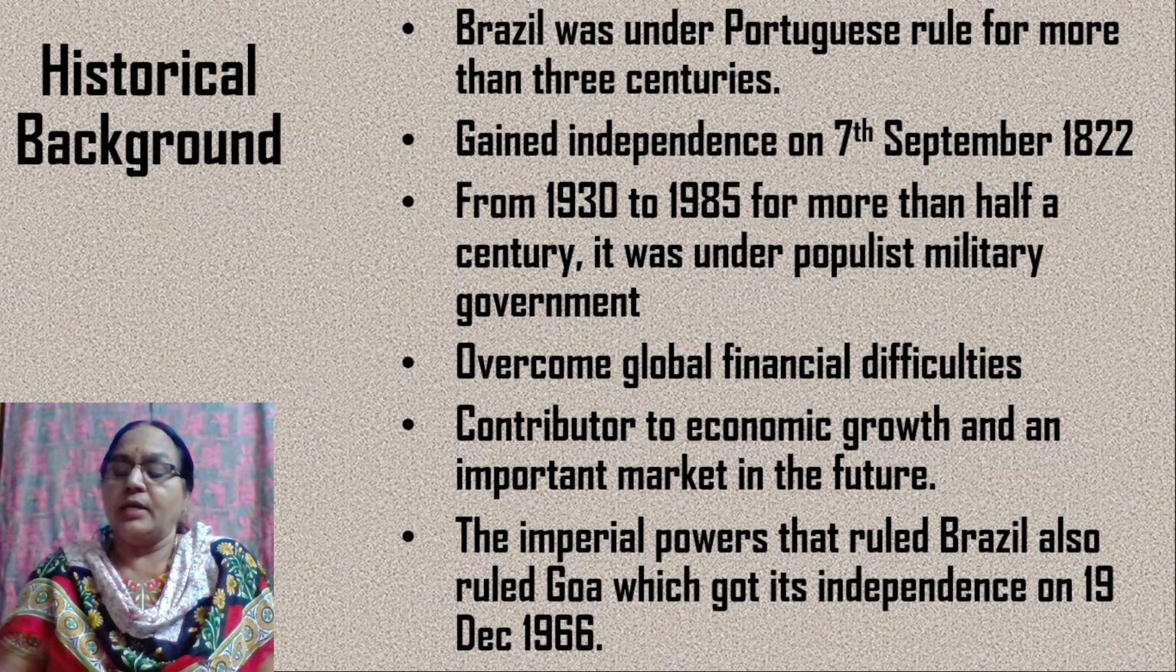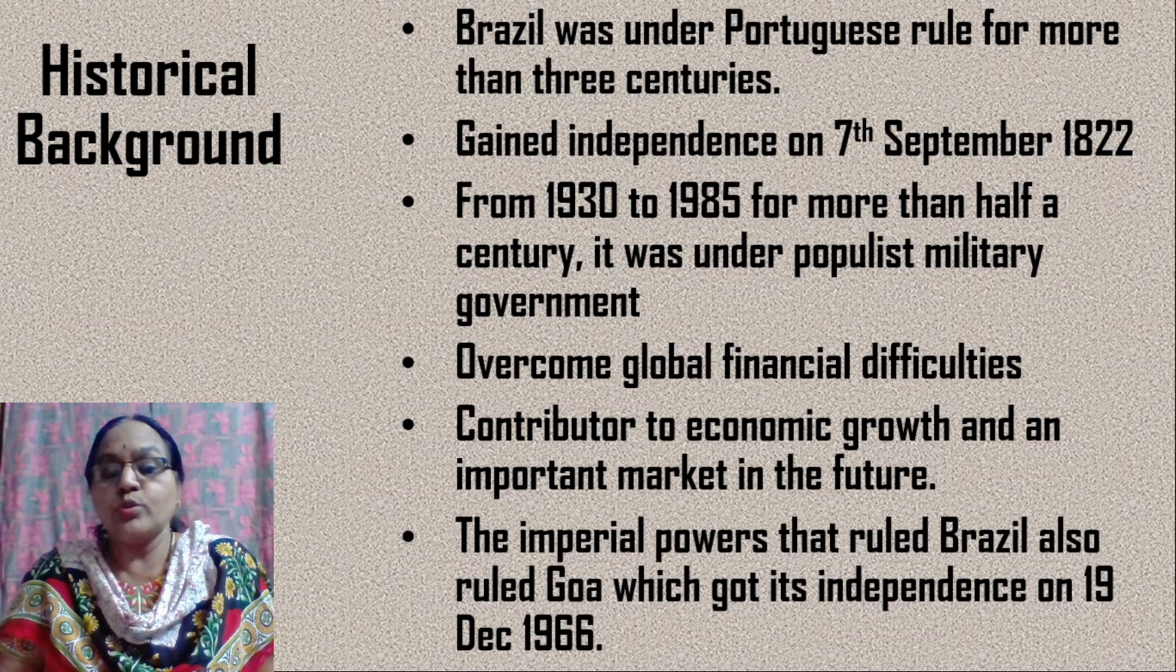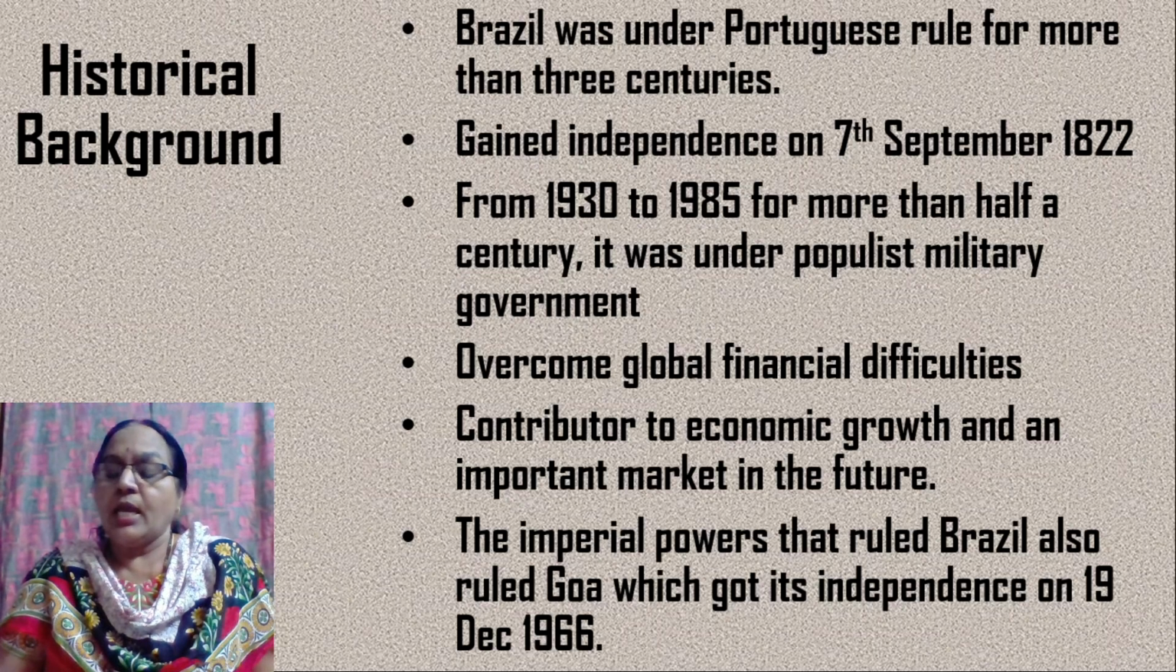The imperial powers that ruled over Brazil also ruled India, that is the state of Goa, and they moved out of Goa only on 19 December 1966 when Goa got its independence.